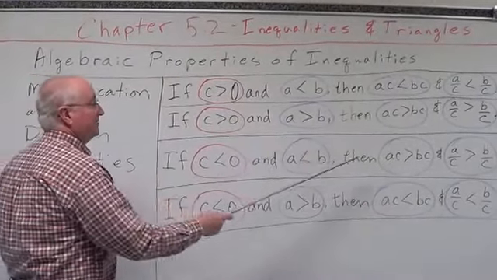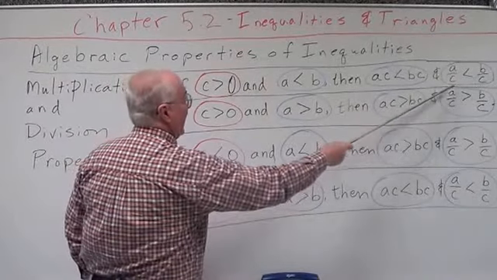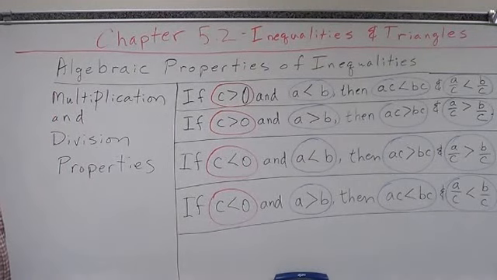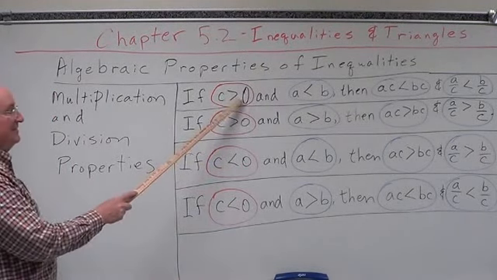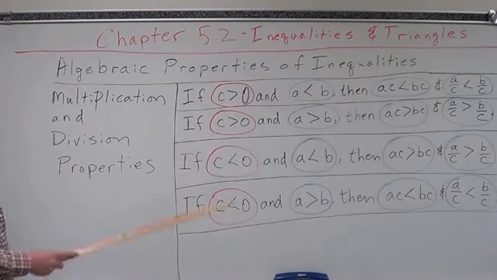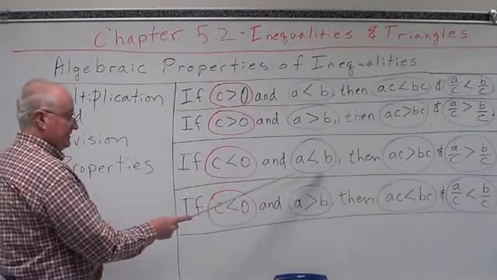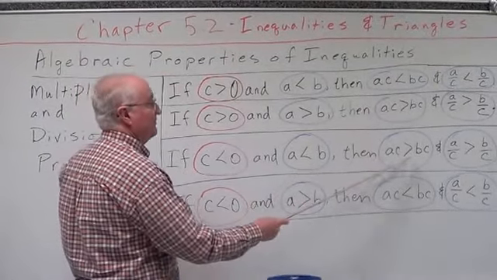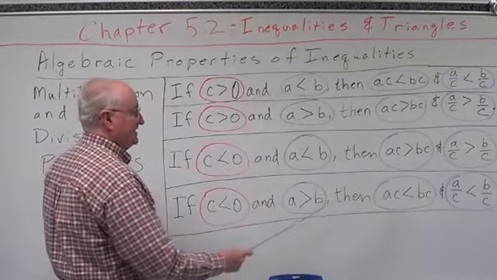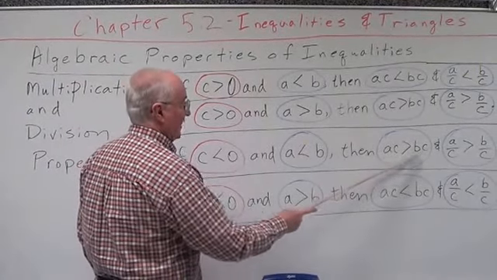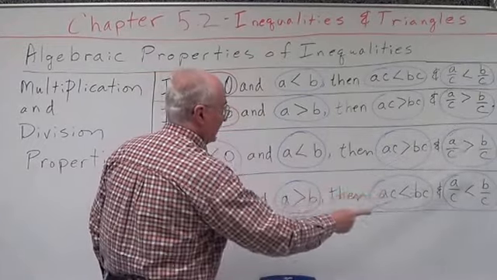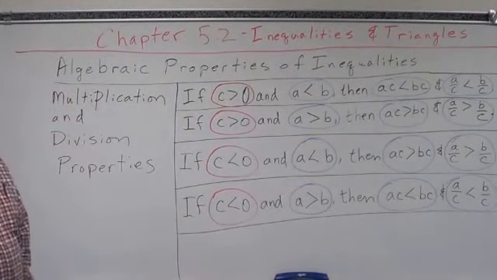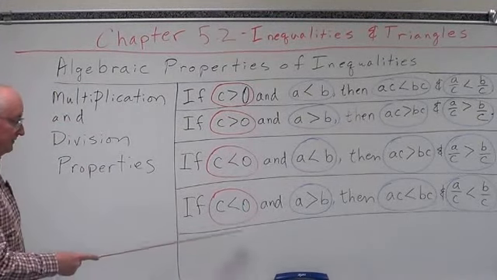Again, if A is greater than B, then AC is greater than BC, and A divided by C is greater than B divided by C. That's if C is positive. What happens if C is negative? If A is less than B, then we reverse this. Notice these are reversed. If C is less than 0, then AC is greater than BC, and A divided by C is greater than B divided by C. In other words, we reverse the relationship of A and B if C is less than 0.